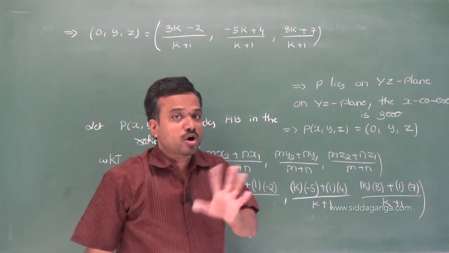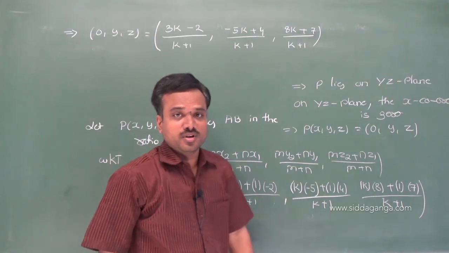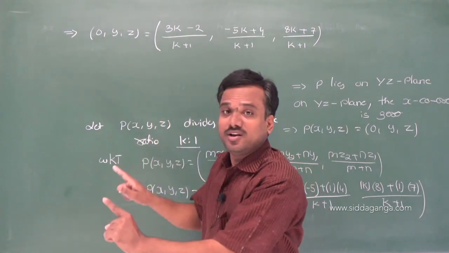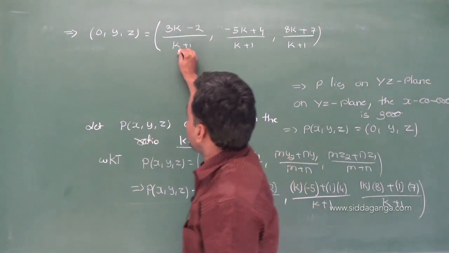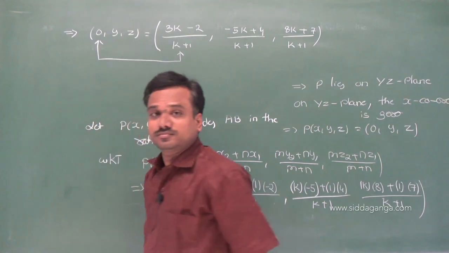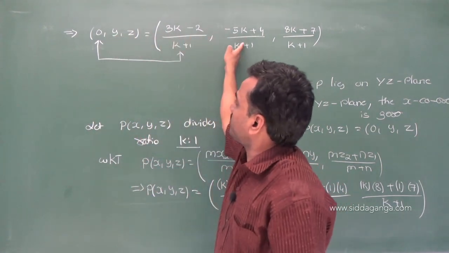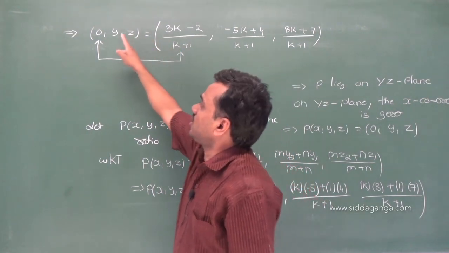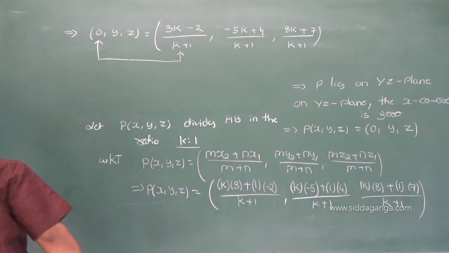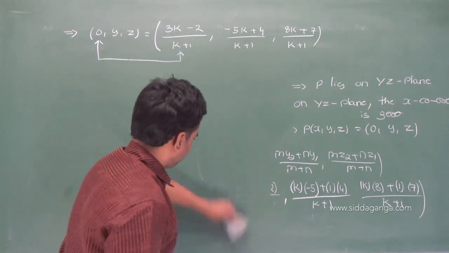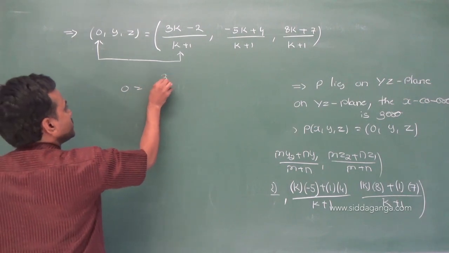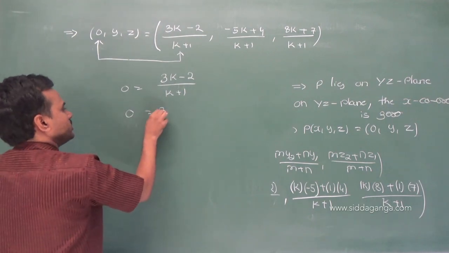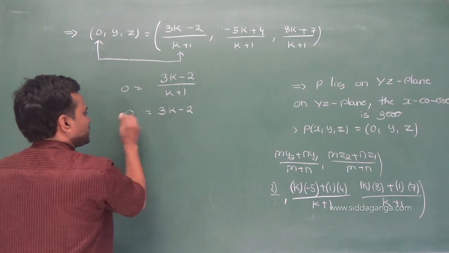Here there is no option, because the y and z coordinates are also variable. Only the x coordinate is constant. What do we do to find the value of k? We equate only the x coordinate. If we equate the y coordinate, it is also variable; the z coordinate is also variable. So equating the x coordinate on both sides: 0 is equal to (3k minus 2) divided by (k plus 1). Cross multiplying, 0 into (k plus 1) is 0, so 3k minus 2 equals 0. Shifting the minus from the right side to the left side, 2 is equal to 3k.